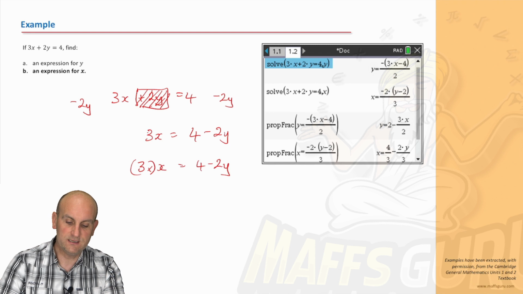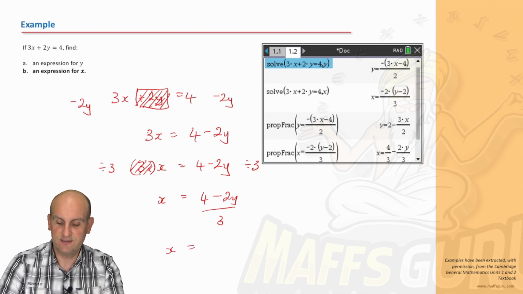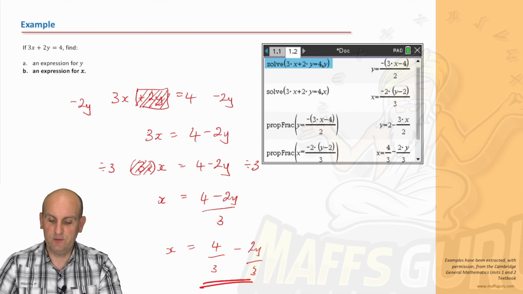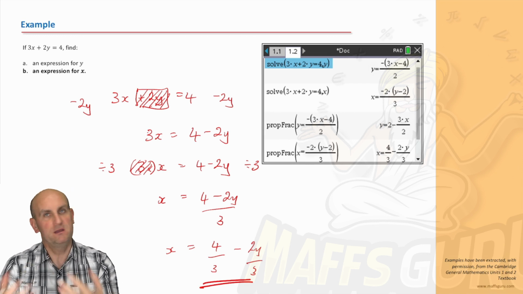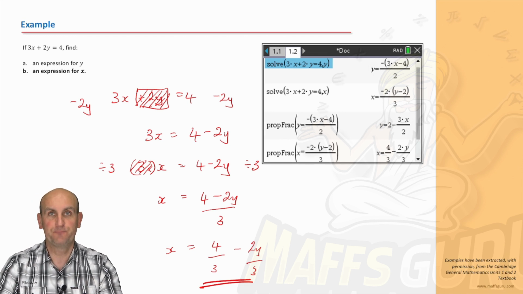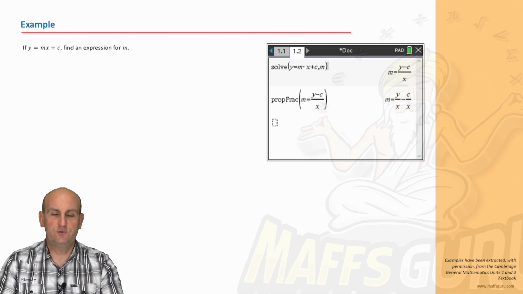I want to get rid of the 3 times, so I'm going to divide both sides by 3. And that's going to give me x is equal to 4 minus 2y all on 3. And if you remember, because I've got a minus on the top, I can split this up to become 4 on 3 minus 2y on 3. Is that what the question gave me with my prop frac? It absolutely did. So again, maybe the learning here is to know how to use your calculator for the prop frac stuff. One more example, y equals mx plus c.